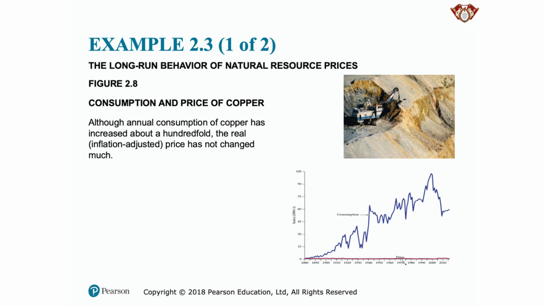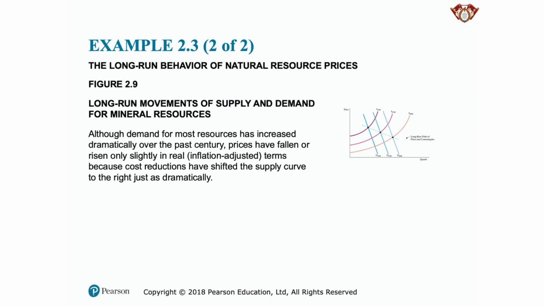Okay. The long-run behavior of natural resource prices, figure 2.8. Consumption is demand, isn't it? And the price of copper, right? Consumption, or equilibrium quantity, is like this. Over the period, equilibrium consumption, the equilibrium quantity, increased gradually, right? Although annual consumption of copper has increased about 100-fold, the real price has not changed much. But the price doesn't change, right? But why does that happen, right?